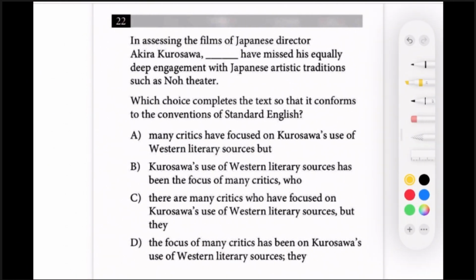In the next example, in assessing the films of Japanese director Akira Kurosawa, who's assessing the films? Well, it is many critics. It can't be Kurosawa's use, it can't be there, and it can't be the focus.